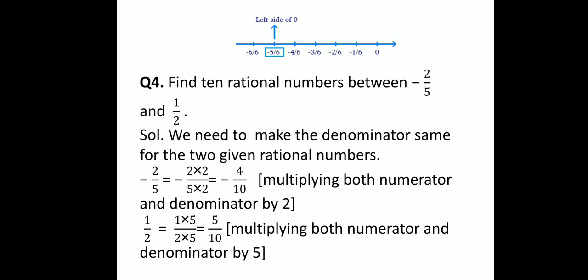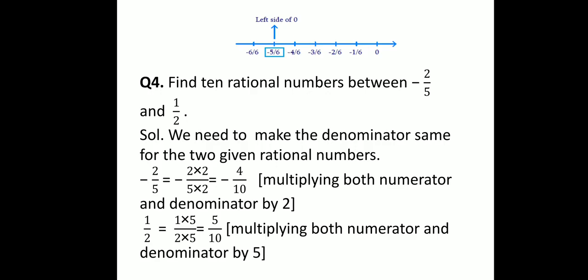Now next question is, find 10 rational numbers between minus 2 by 5 and 1 by 2. As we have discussed earlier, to find n rational numbers, we need to make the two rational numbers equivalent, or if they have different denominators, first of all we need to make the denominator same and multiply it by one more than the number of rational numbers required. Either of these two concepts you can use to find n rational numbers between two given rational numbers.